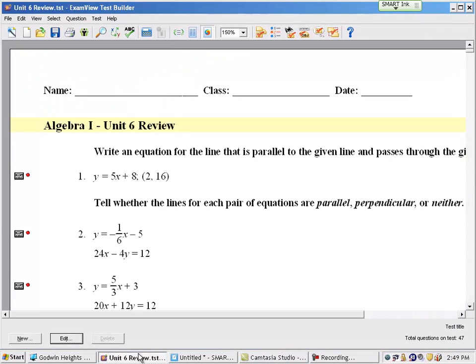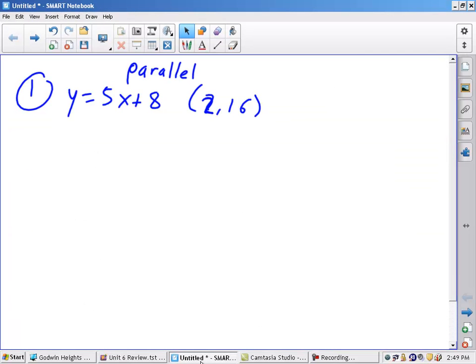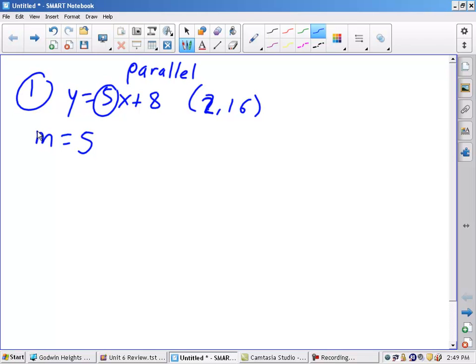Okay, this is Unit 6 review. If you look at number 1, it says write an equation for the line that is parallel to the given line and passes through the given point. So over here on the Smart Notebook, there's an equation and 2 points. What you first need to do is figure out what your m is, and your m is 5. And since it's parallel, you're going to use the same slope. And then for your point, you're going to use the 2, 16.